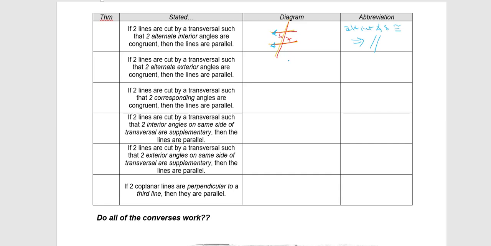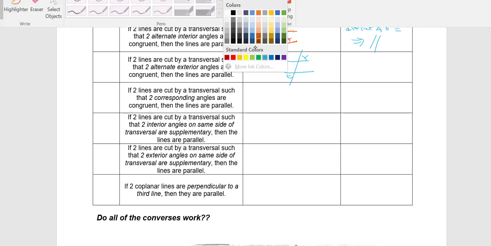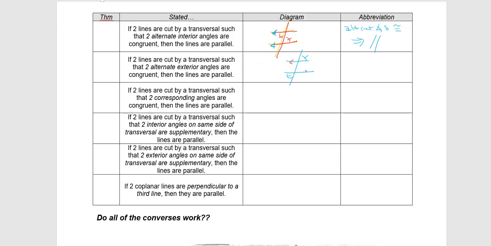Same thing with alternate exterior angles. So if I have two lines cut by a transversal, and these angles are congruent to each other, then I know that I have parallel lines here and here. That's the symbol for parallel lines when you have these little arrows. Okay, so alternate exterior angles congruent means you have parallel lines.